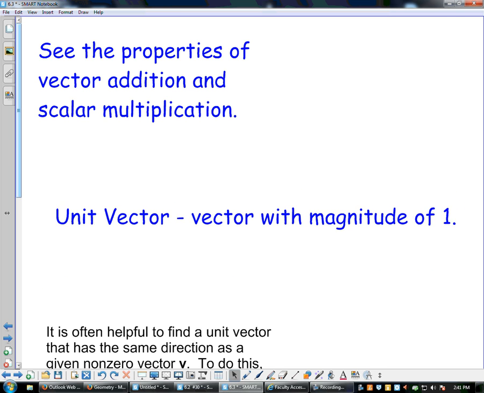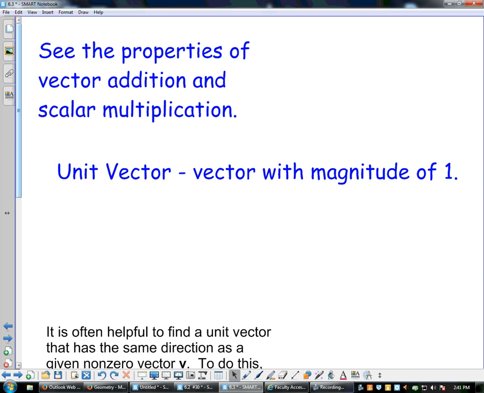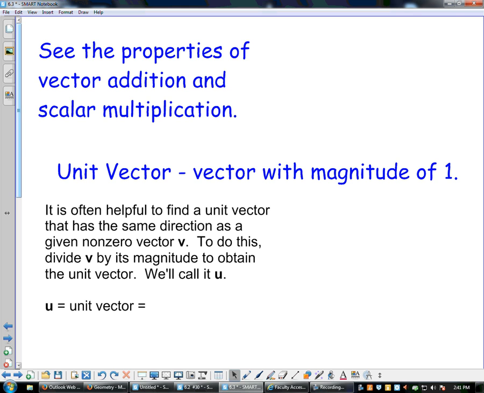Let's take a look at unit vectors. Oh my gosh, the vectors from back in the 1830s, that is ridiculous. William Rowan Hamilton. Wow.